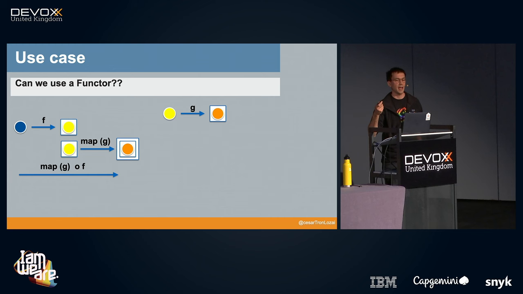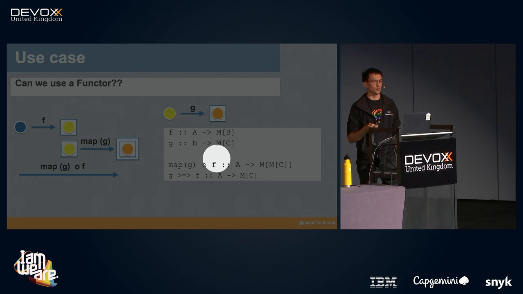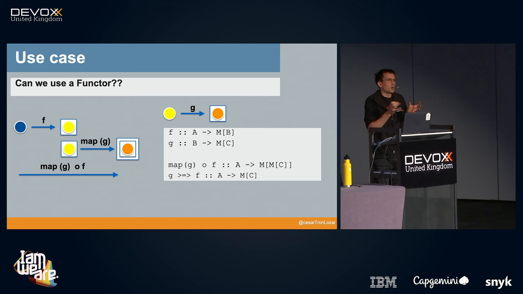And so if we look at the types, we see that if we do map G after F, we go from A to MM of C. But what we were looking for was to go from A to M of C. So here we have an extra box. It's like, you know, in your fridge, you're putting something in a Tupperware and then another Tupperware. I mean, unless it's a smelly French cheese, you don't really need to do that. So we're trying to get rid of this unnecessary box.